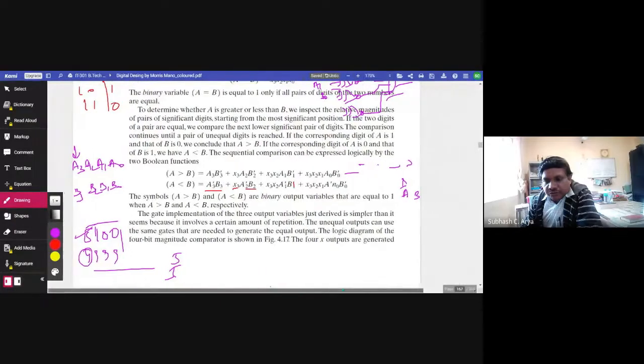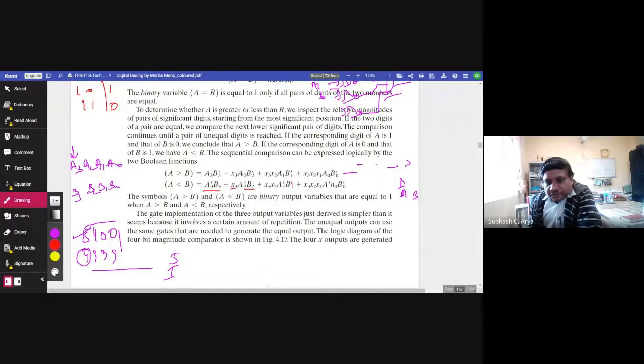So in your book, you can make the correction. It will be A1, plus X3, X2, X1, and then A0 bar, not this one, and this will be simply B0, not bar. Then only A is less than B, or B is greater than A.